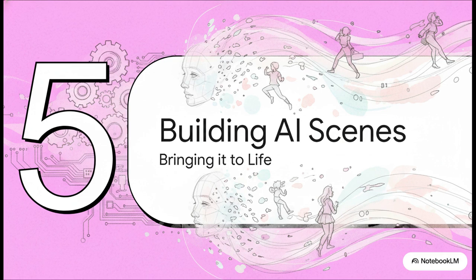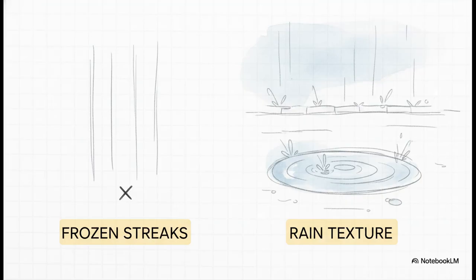Building complex AI scenes. So this is where your static character finally comes to life in the video generation phase. And listen, when you're prompting for your scene environment, your exact word choice dictates literally everything. Here's a brilliantly specific insight from our source material. Let's say you want a rainy scene.